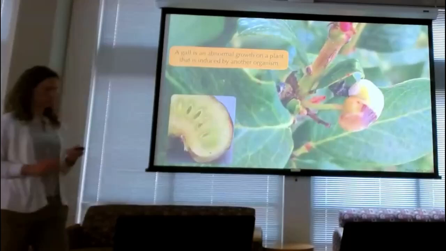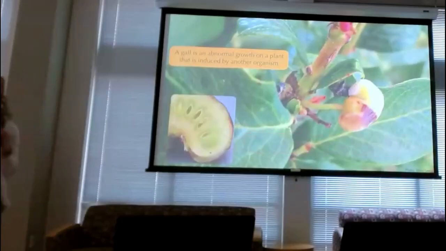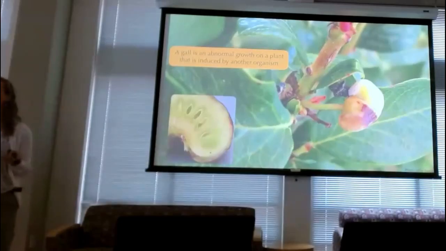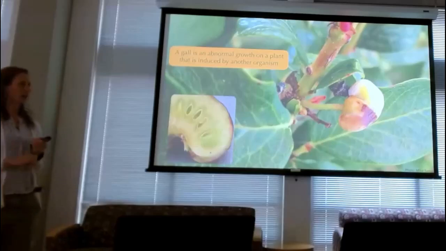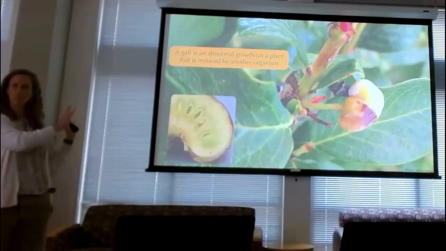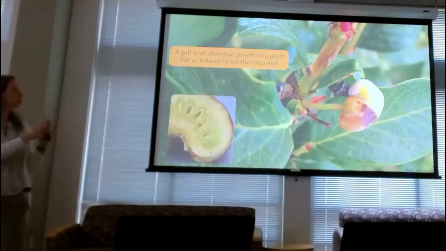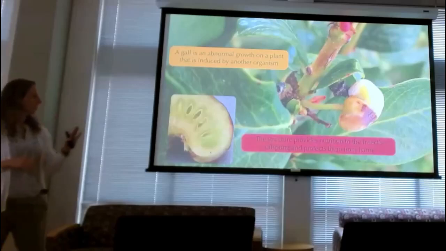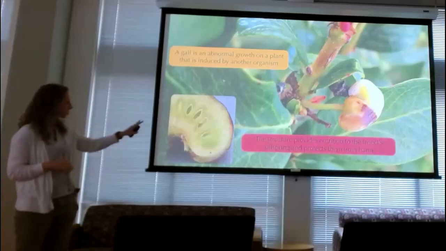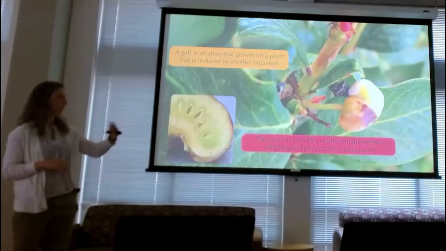Great. Okay, so a gall, let me see if this will work. Yep. A gall is an abnormal growth on a plant. So this is a gall right here. And galls can be induced by a variety of organisms: bacteria, fungi, mites, nematodes, and then insects. But insects form kind of the most structural galls, and this is why I like to study them.